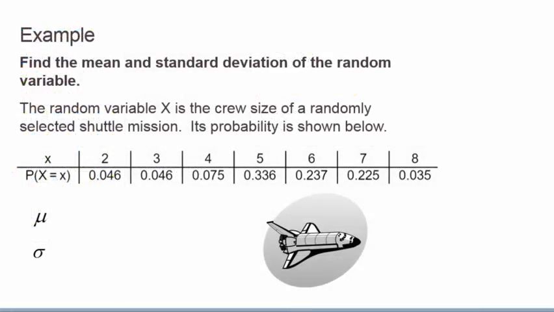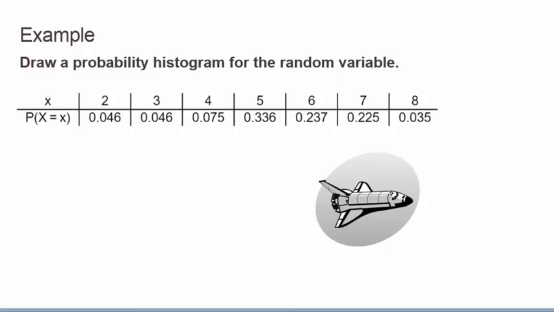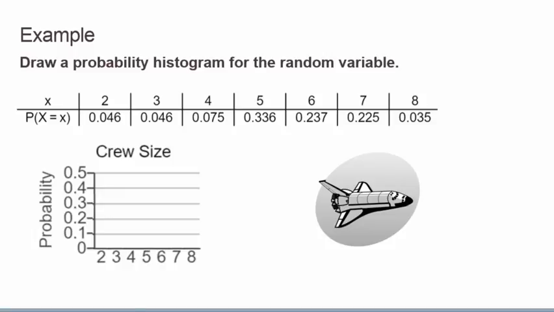So with 3 decimal places, our mean is 5.487 and our standard deviation is 1.374. Using the same data set, example, draw a probability histogram for the random variable. For this histogram, we want our random variable x to be the x-axis, 2 through 8, and then we want our probability to be our y-axis, 0 through 0.5.